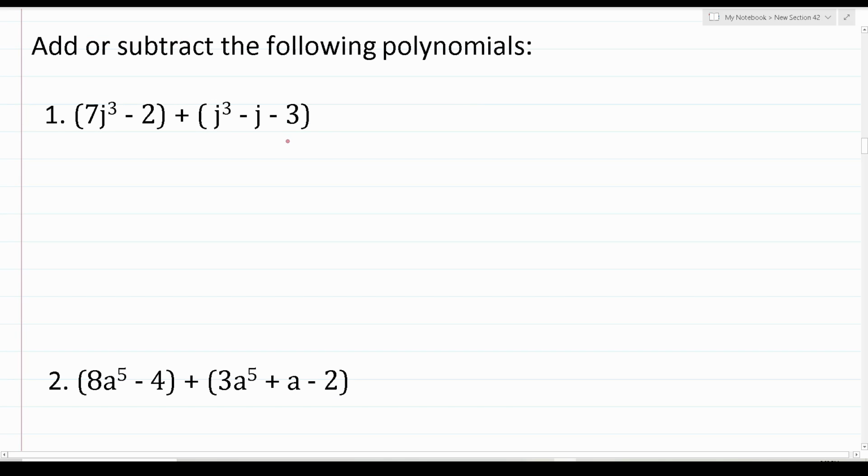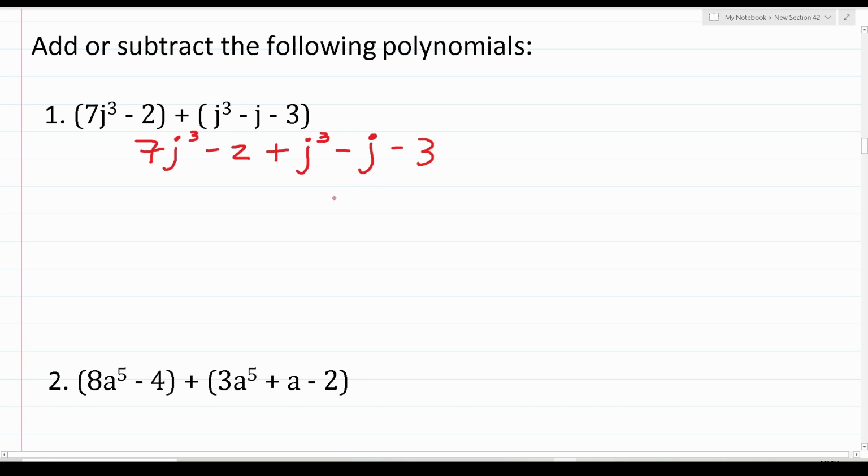All right, so this first question says 7j to the third minus 2 plus j to the third minus j minus 3. In case it's helpful, you can say that we're adding a binomial to a trinomial. Again, a binomial is a 2-term polynomial, and a trinomial is a 3-term polynomial. But that said, our first step here is going to be to drop the parentheses, so this becomes 7j to the third minus 2 plus j to the third minus j minus 3.